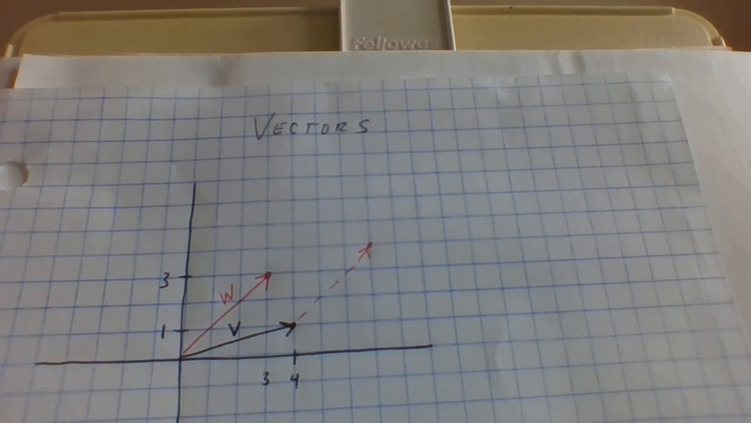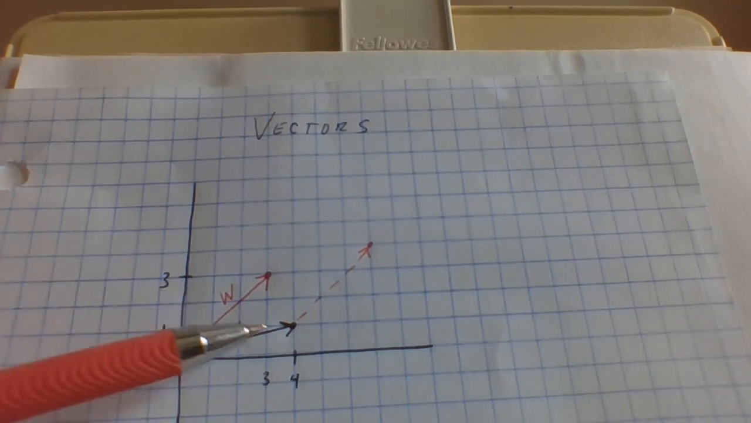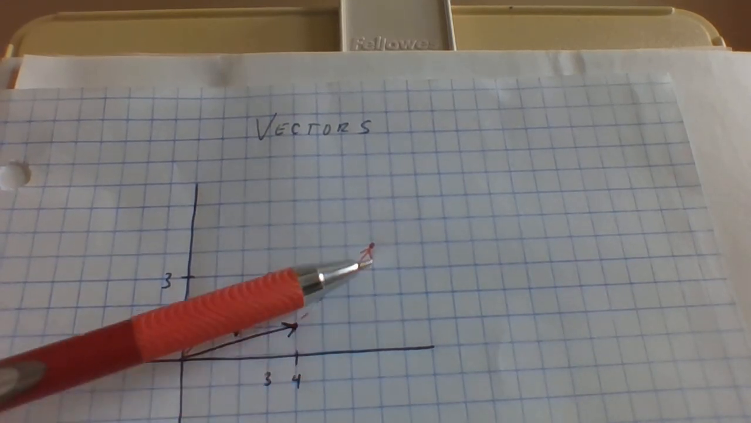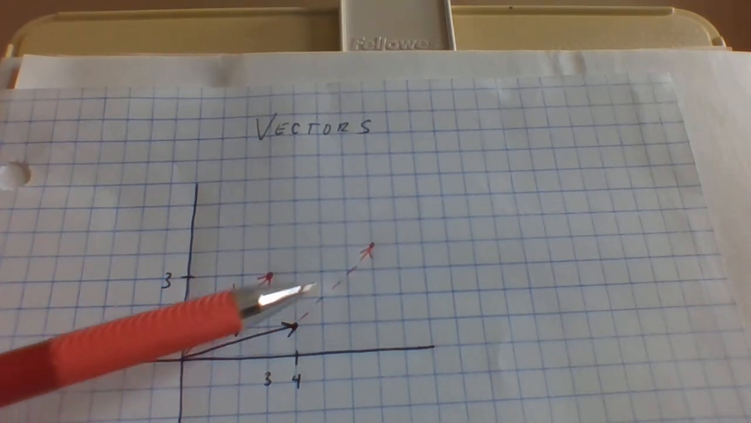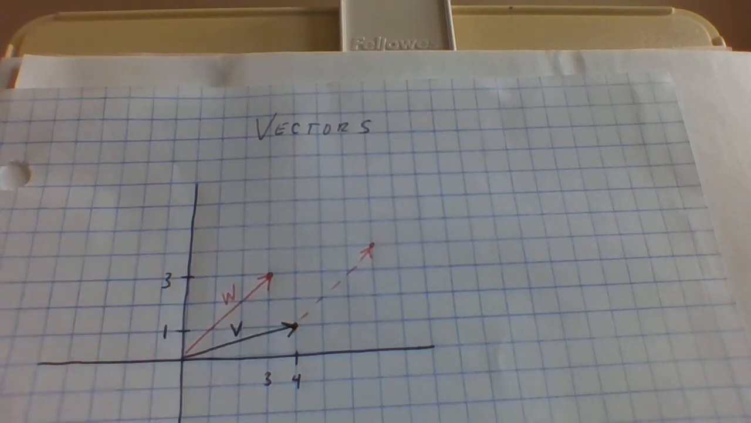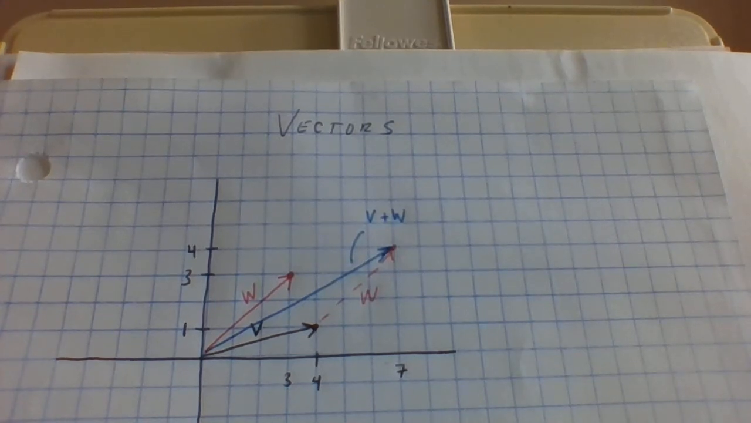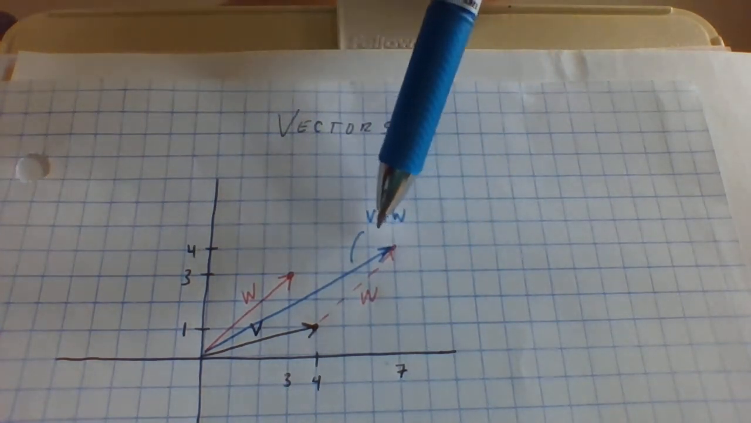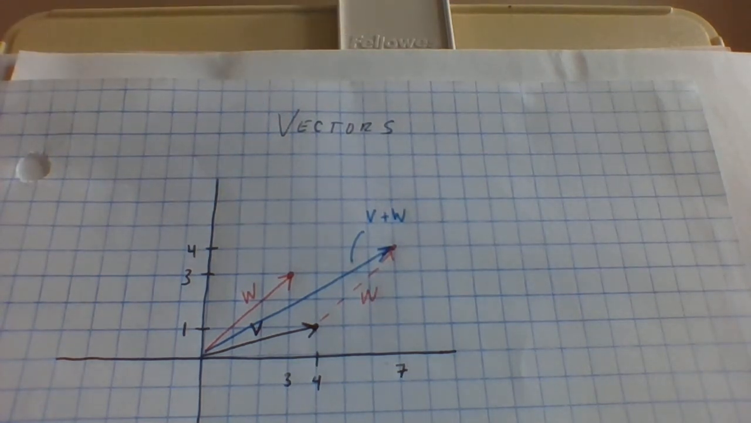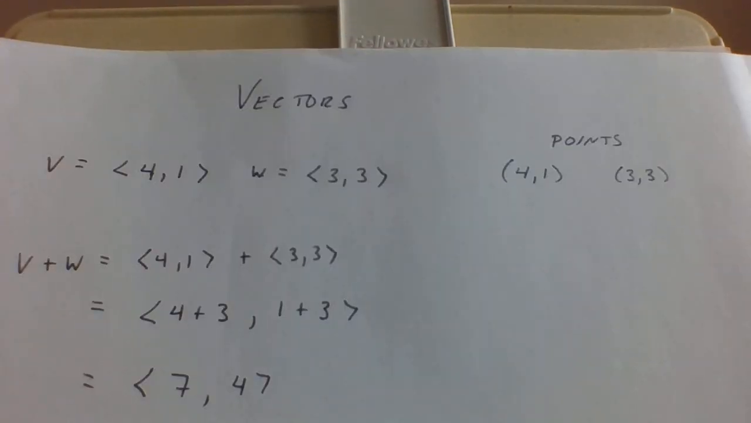I started with my vector v and left it right where it was. Recall that vector w was ⟨3, 3⟩. That means if I start at the end of this vector and go over 3 units and up 3 units, that's going to be where I'm going to add vector v to w. And these are going to be connected tip to tail. Let me draw my resultant vector. I drew my resultant vector v plus w in blue. Take a look at what happens. If I look at where this vector ends, the x component is 7, and the y component is 4. That's what we had down here when we added v plus w together.